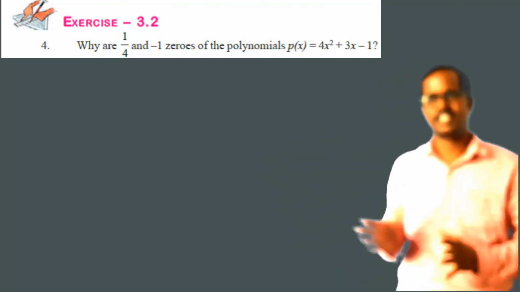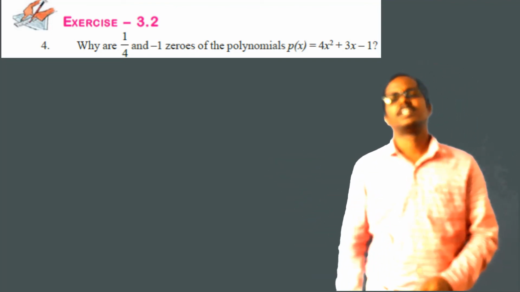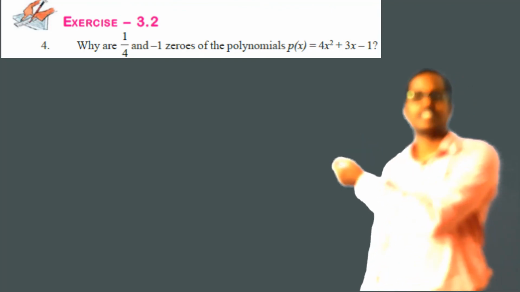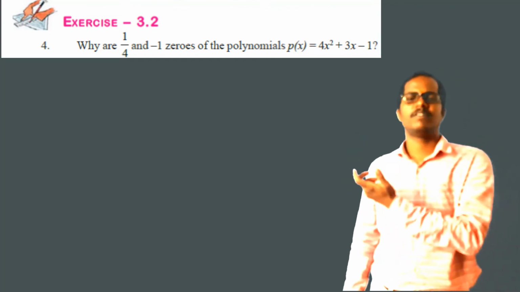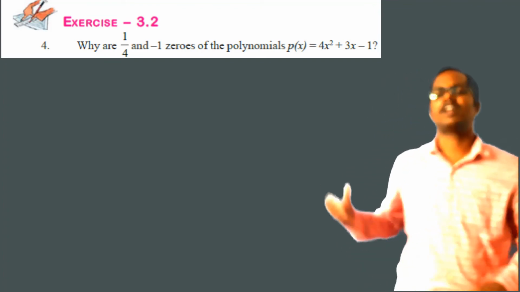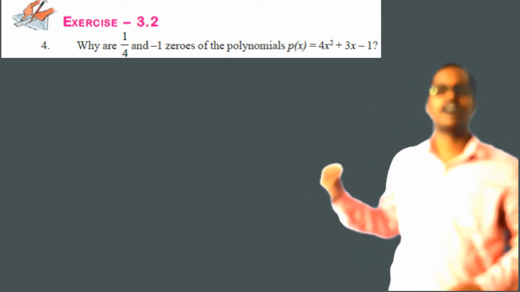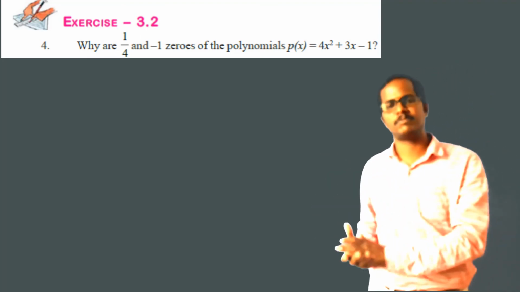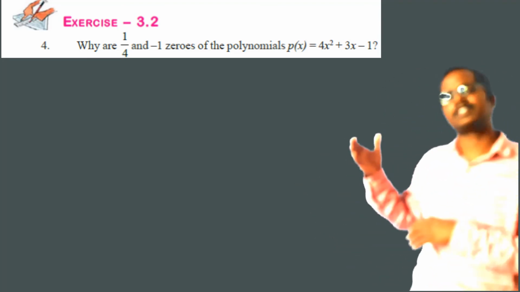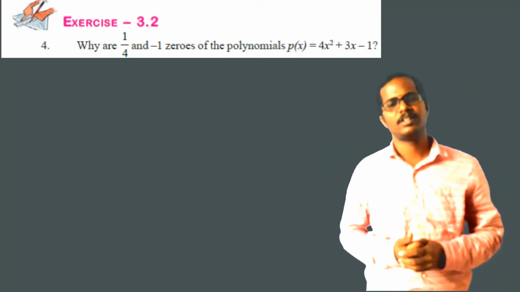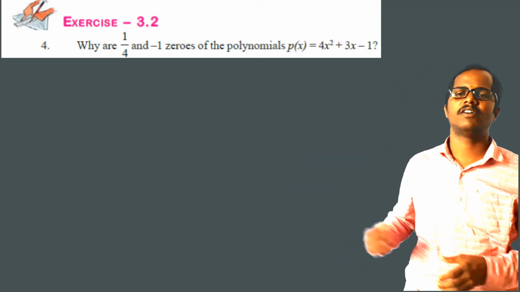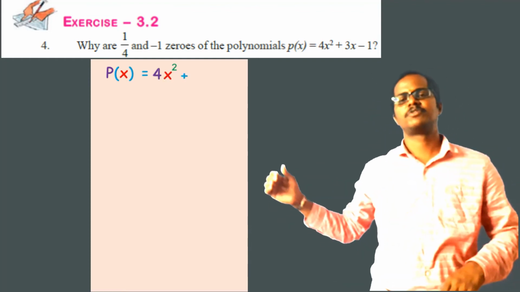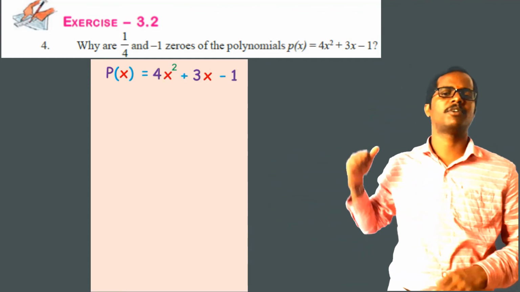To answer this, first we need to substitute 1 by 4 in the place of x, and verify whether we are getting the polynomial value as 0 or not. So let us verify it by substituting 1 by 4 in the place of x in the given polynomial. So what is the given polynomial? We have p of x equals 4x square plus 3x minus 1. So let us substitute x equals 1 by 4 in this polynomial.